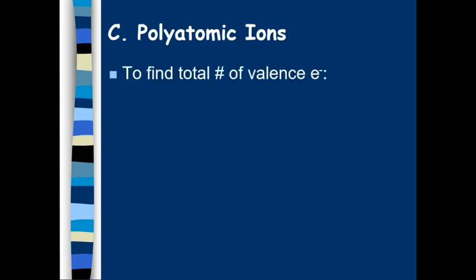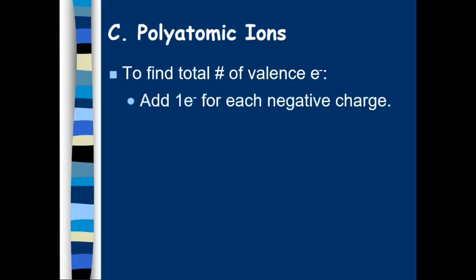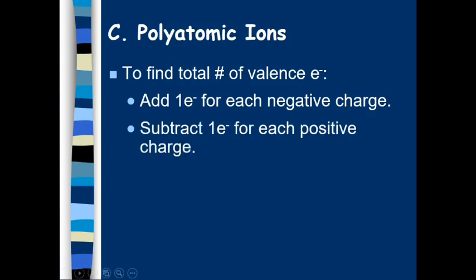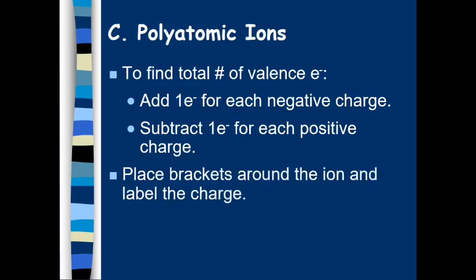So step 1 is still find all of your total valence electrons, but now if it has a negative charge, you add an extra electron, and if it has a positive charge, you subtract an electron. If it had a 2 minus charge, you would add 2 electrons. If it had a 2 plus charge, you would subtract 2 electrons. And then we place brackets around the ion and label the charge that was given. So let's go look at an example.